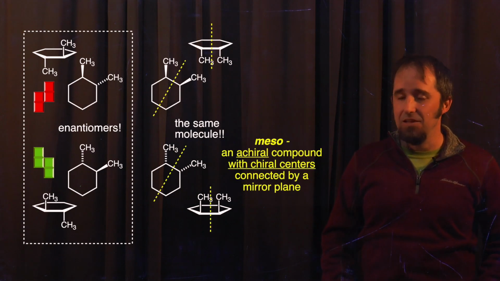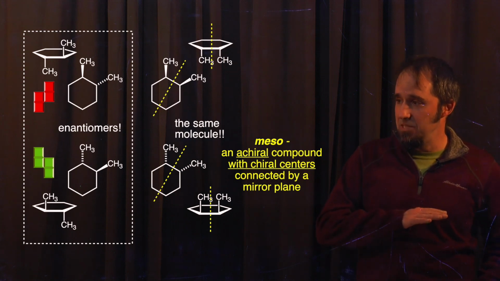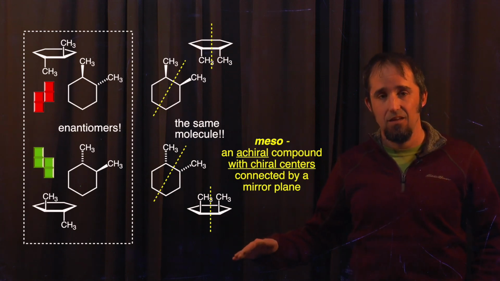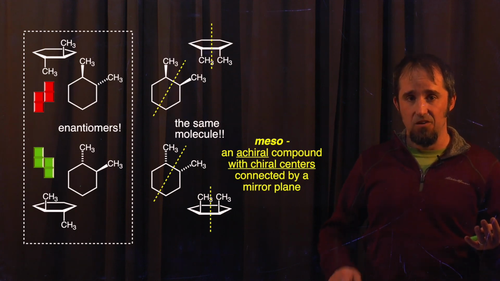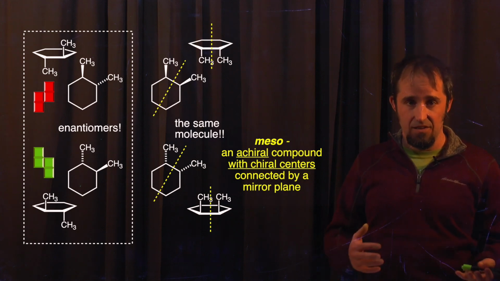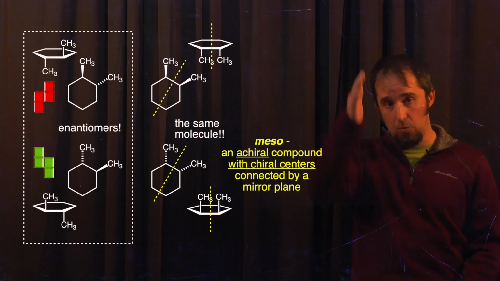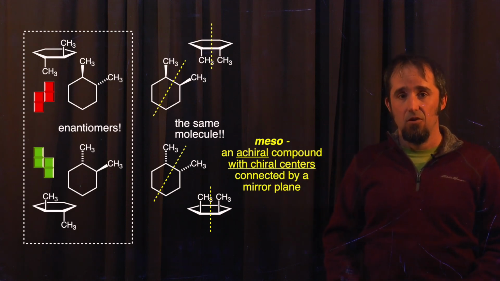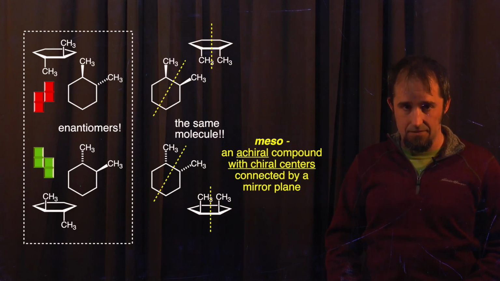Well, this compound is called a meso compound. It's got a plane of symmetry, a mirror plane, that reflects one stereocenter into the other stereocenter, chiral center into chiral center. Because those chiral centers are reflected into each other, the molecule is not chiral. Its mirror image is just the same as it.